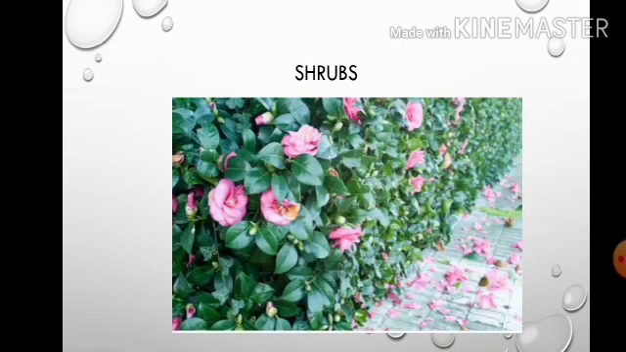Next, third one, shrubs. They look like very small and bushy plants. A shrub is a very small and bushy plant. It has a very thin brown woody stem. It lives for only a few years. Examples: lemon, peach, rose. These are all examples of shrubs.